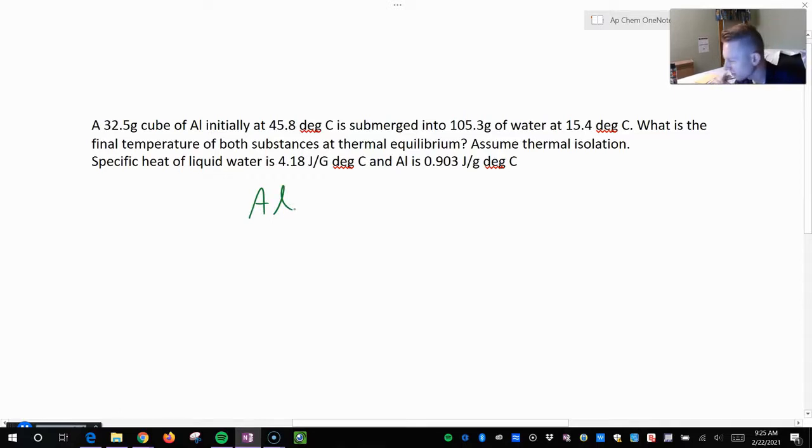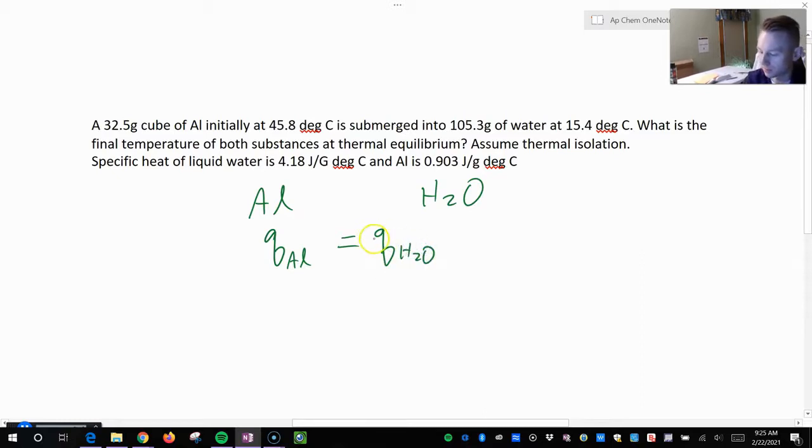aluminum and water. So the amount of energy from the aluminum that's being transferred has to equal the amount of energy that's transferred into the water. And so we would say that the Q of the aluminum has to equal Q of the H2O. But we have to have a negative sign in there because the amount of energy that's going out of the aluminum has to equal the amount of energy that's going into the water.